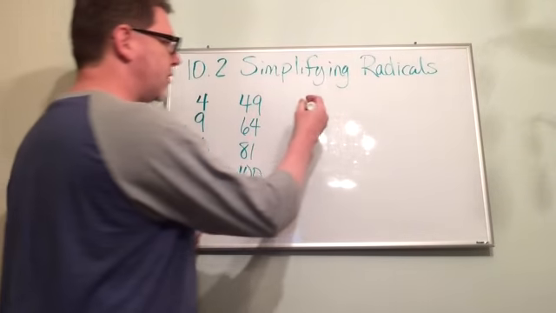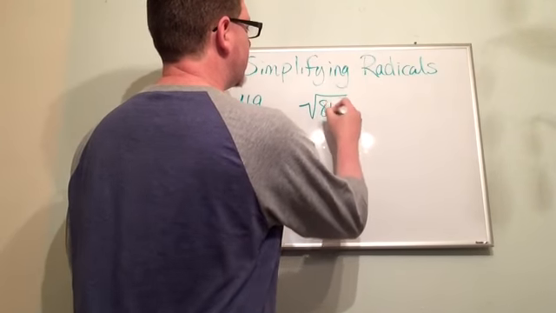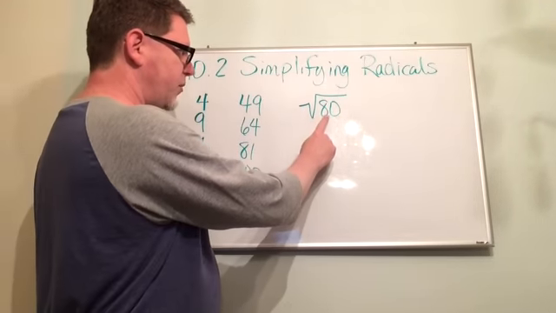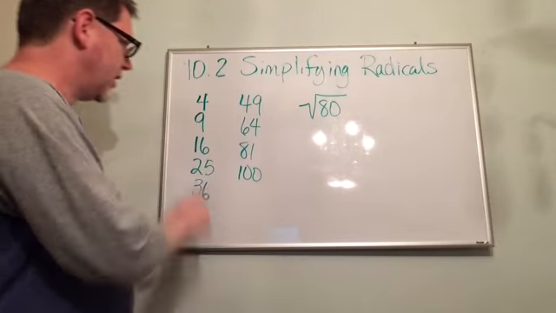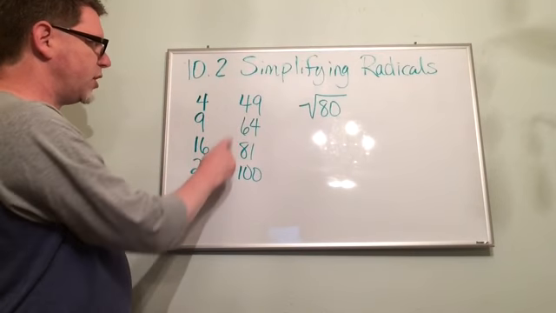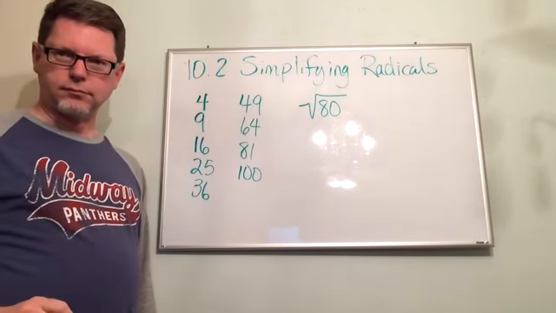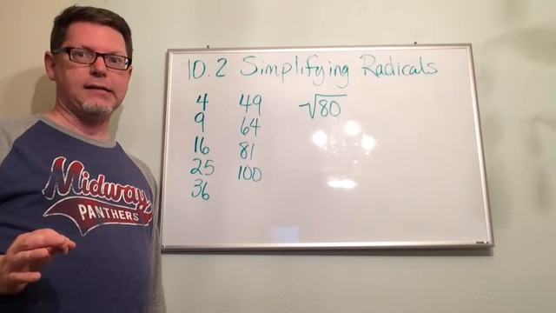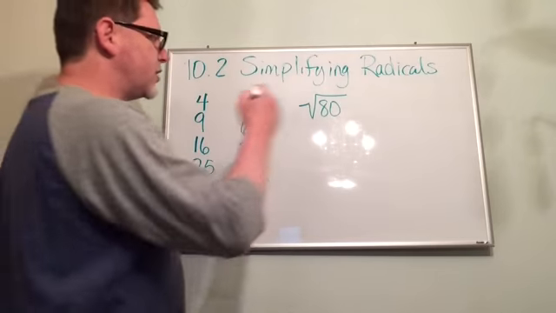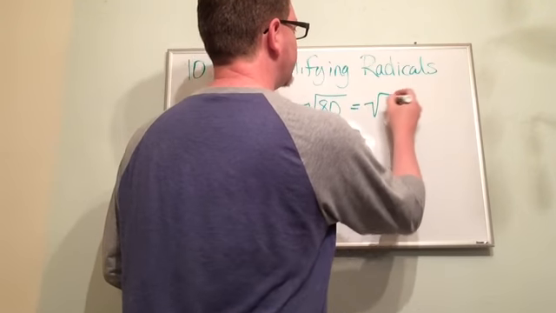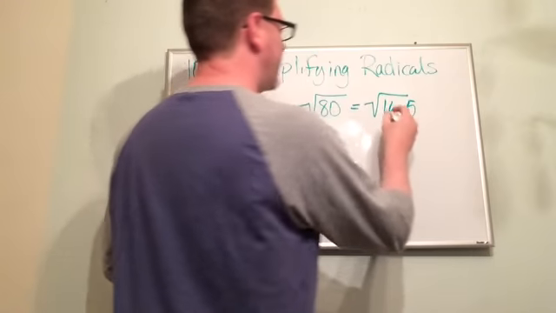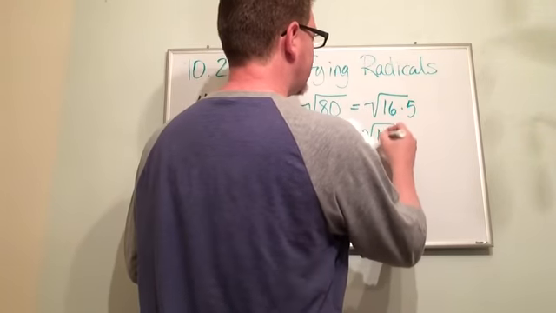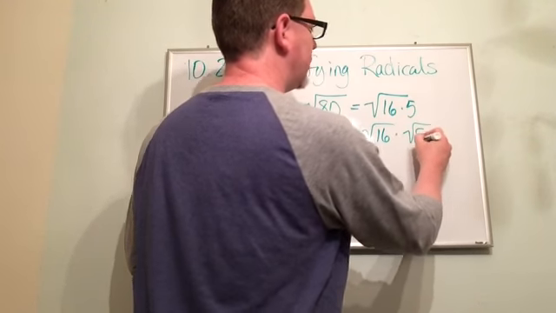So first of all, I need to simplify the square root of 80. I need to think to myself, is there a perfect square factor of 80? Which one of the largest numbers will go into 80? And you're probably thinking to yourself, 16. You're exactly right. So I can say that the square root of 80 equals the square root of 16 times 5, because 16 times 5 equals 80. Well, I can further simplify it to make it the square root of 16 times the square root of 5.